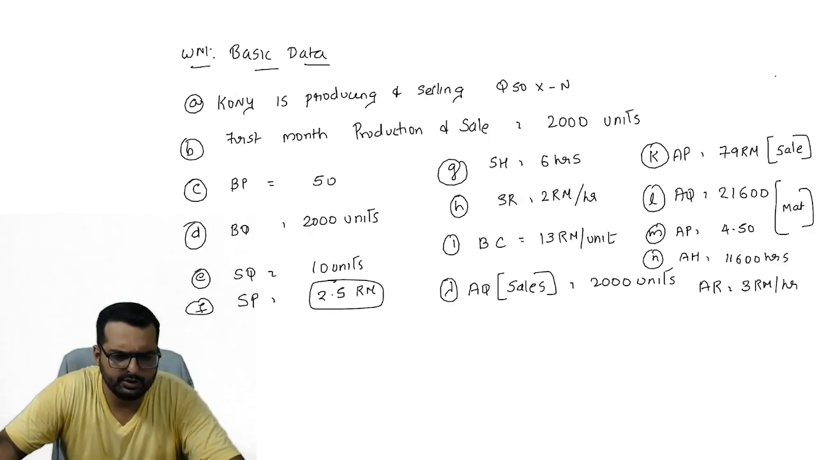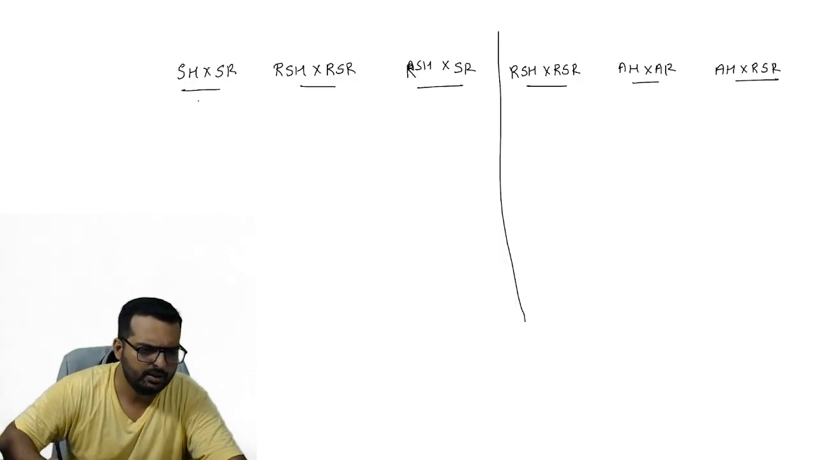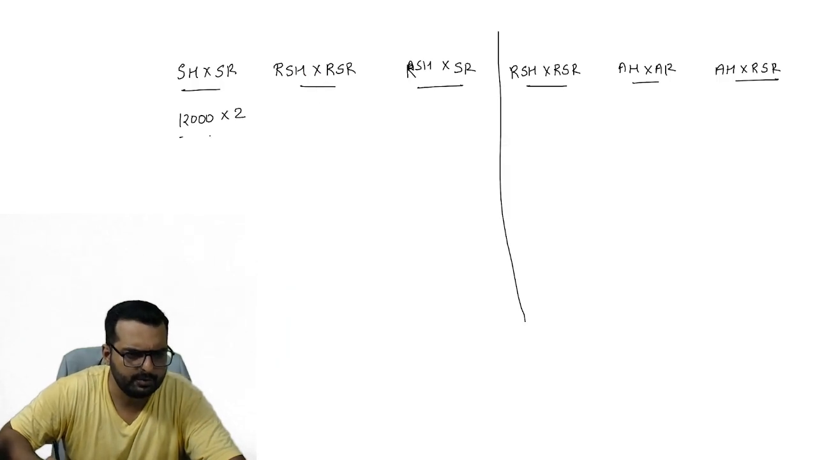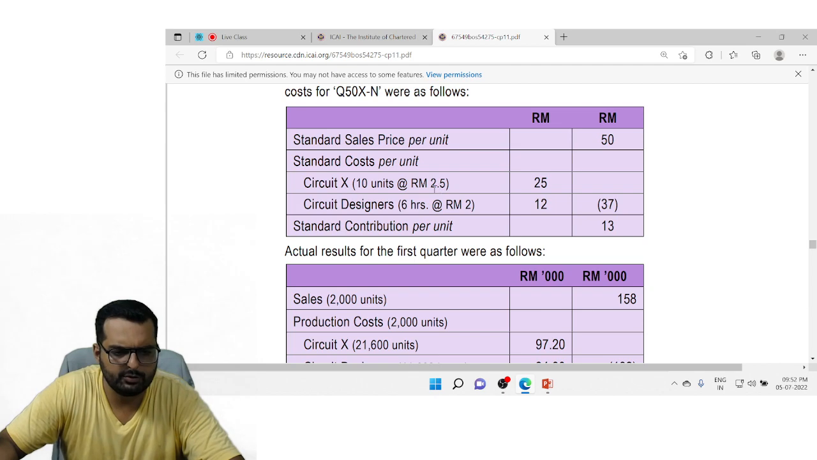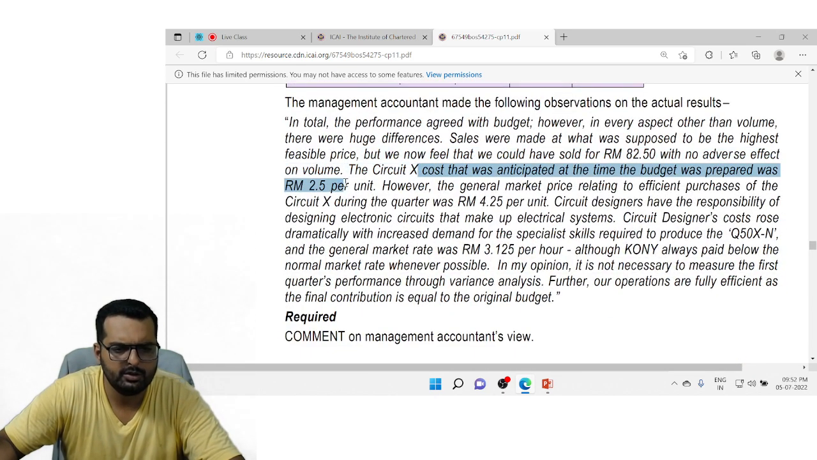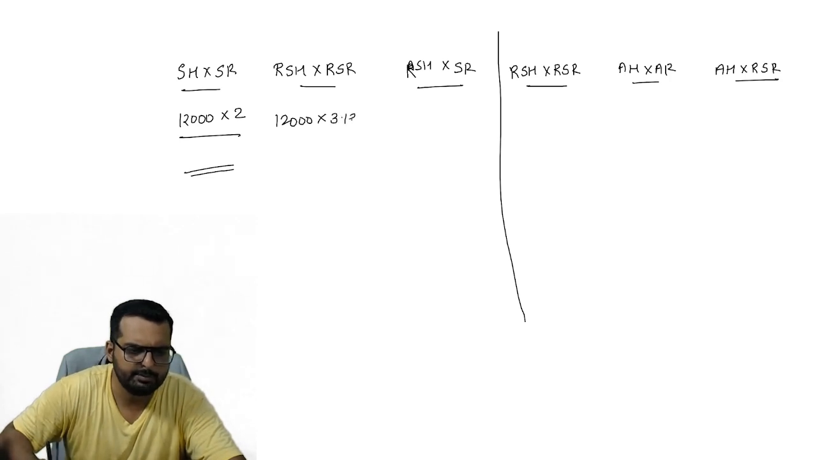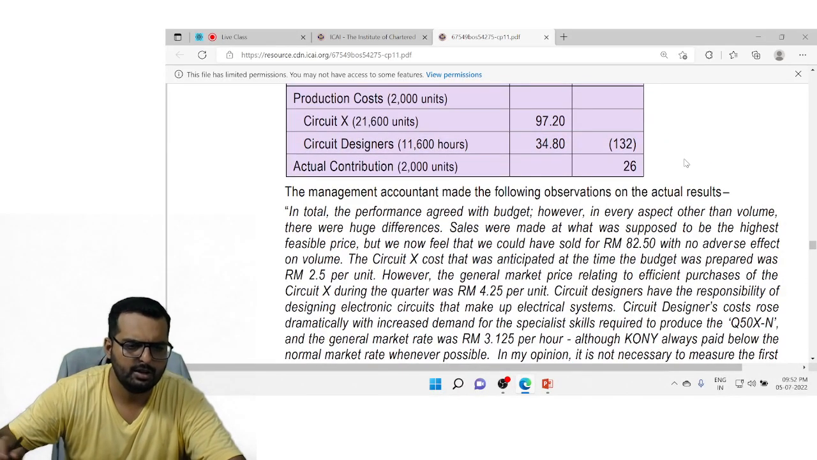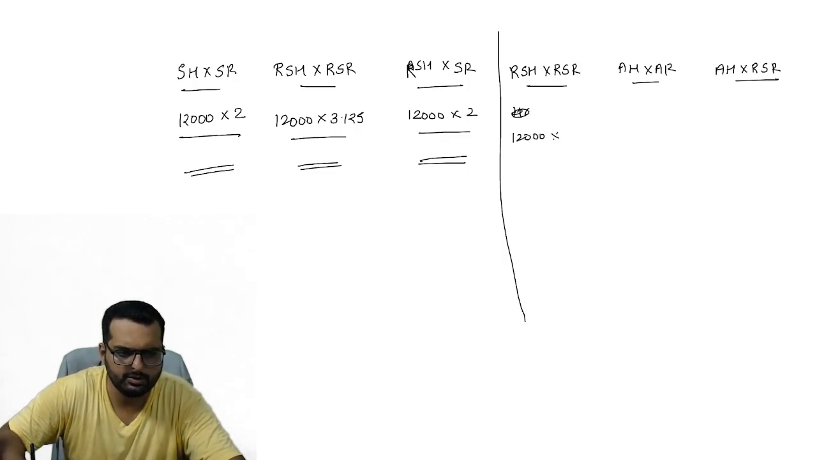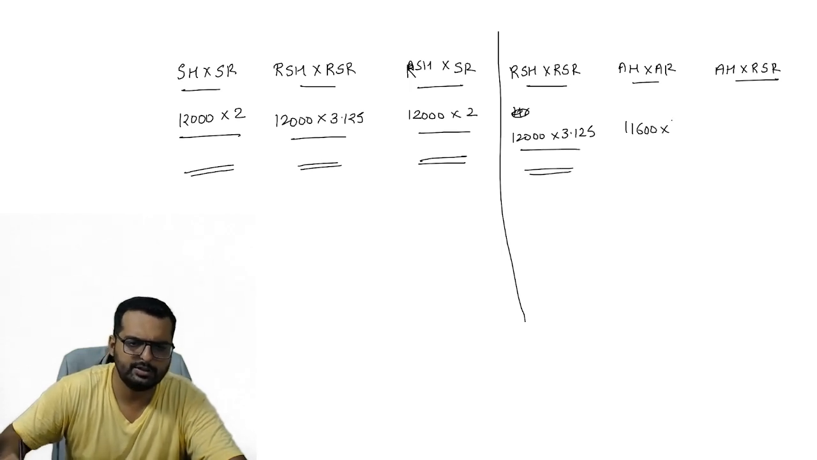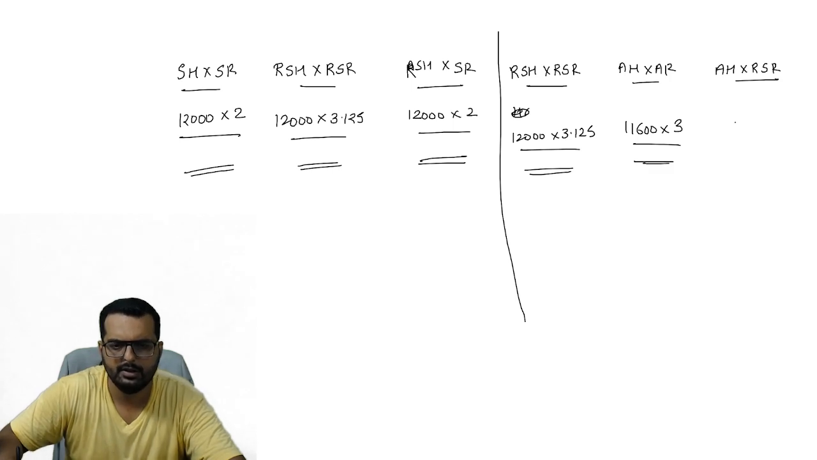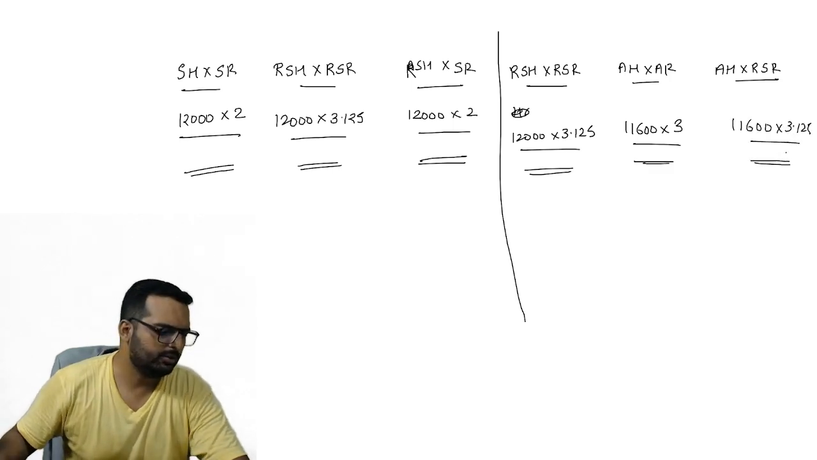Okay, do you want my help? 2000 units into 6 hours will be 12,000 hours. So 12,000 hours into what is the standard rate that is told over here? 2. This will also be 12,000 into, in the place of 2, now the rate has gone up to 3.125. Here it will be 12,000 into 2 again. And the actual hours turned out to be 11,600. This one would be again 12,000 into 3.125. 11,600 into AR was how much? 3. So there is a saving compared to 3.125. 11,600 into 3.125. Please do this, friends.